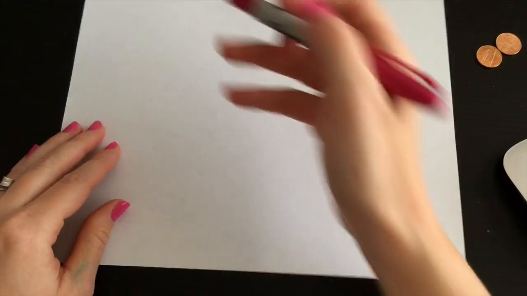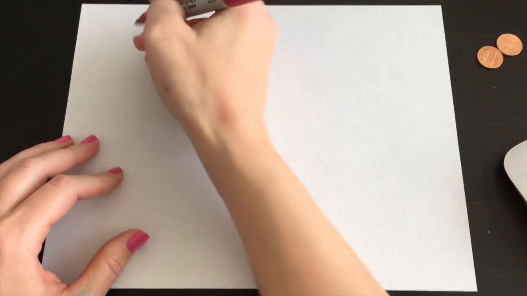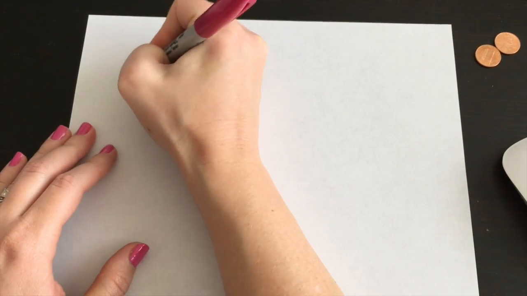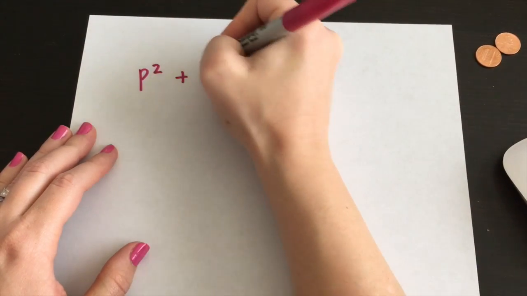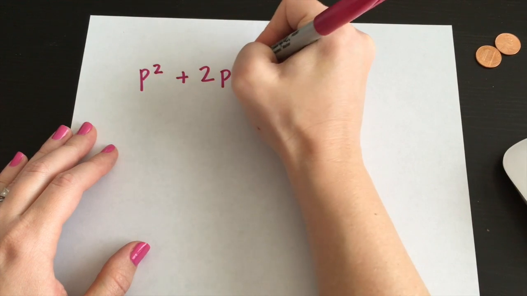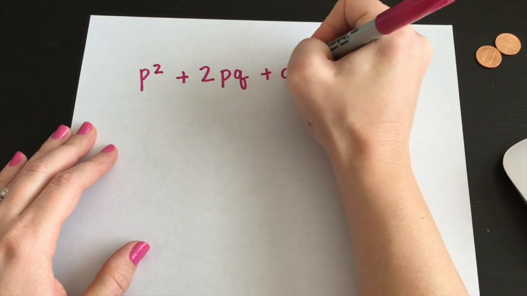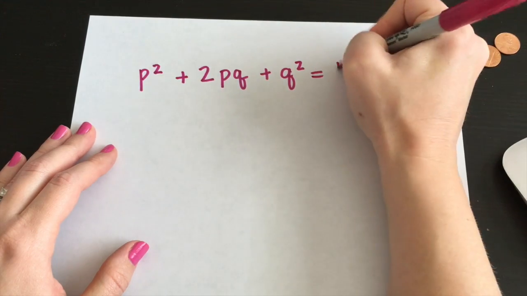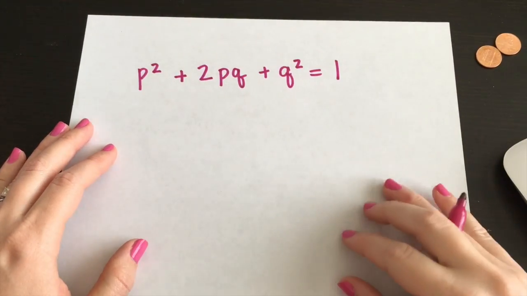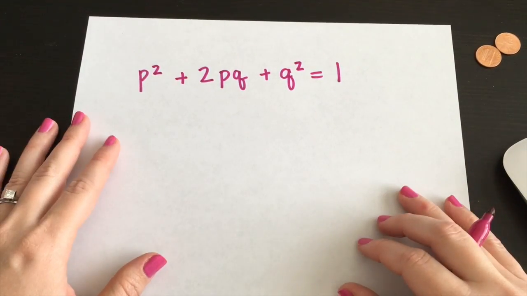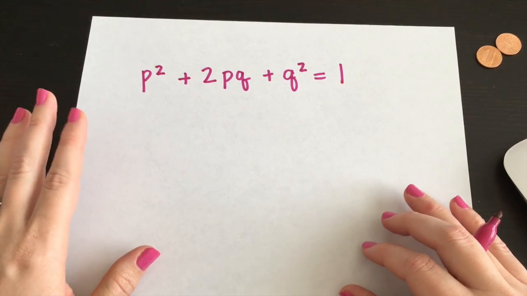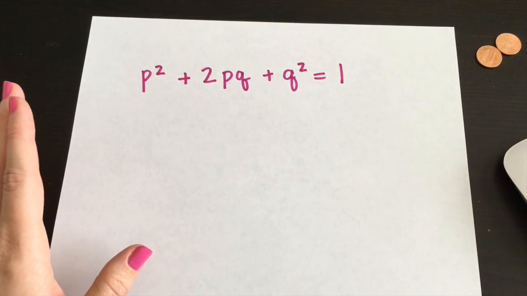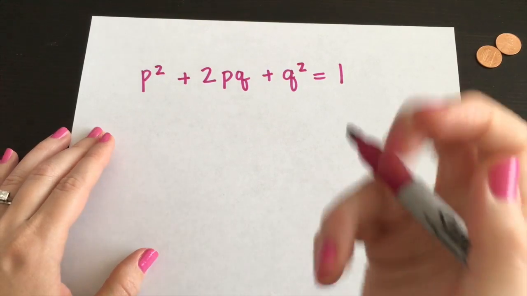Hardy-Weinberg's equation, there's 2 we're going to look at. There is p squared plus 2pq plus q squared is equal to 1. Now, what the heck does that mean? You're probably thinking, okay, here she goes, she started the math part. What does that mean? All right, p squared.